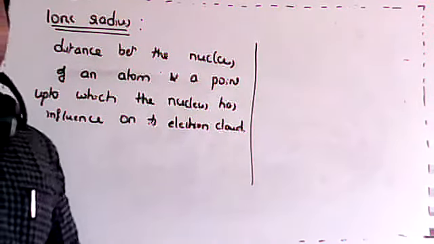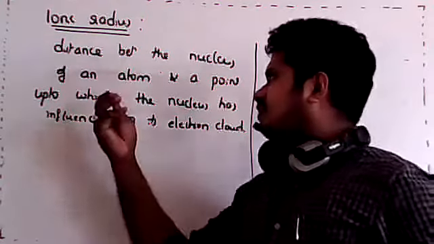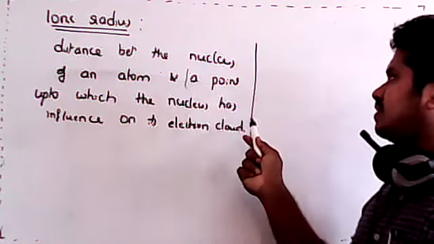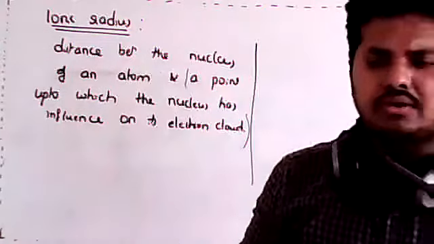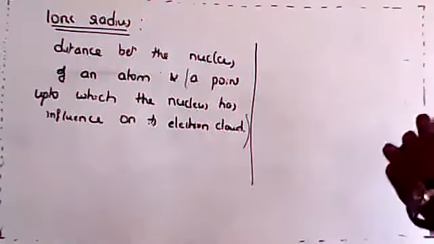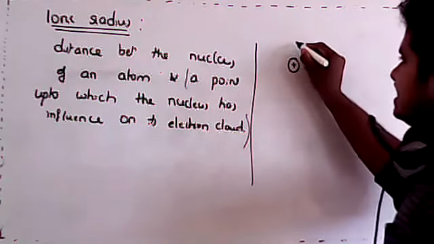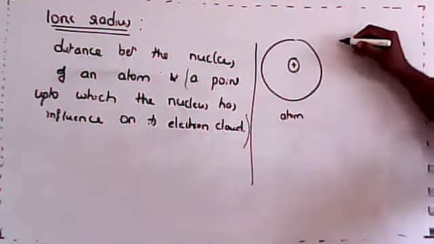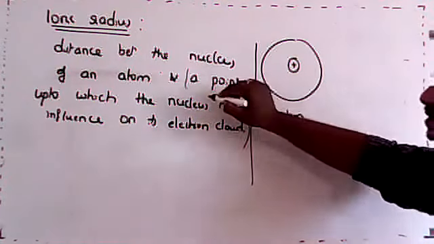It seems to be a different kind of definition, but I will explain what the actual meaning is now. The distance between the nucleus of an atom and a point up to which the nucleus has an influence over its electron cloud. From here our confusion starts. Dear students, let me try to explain this with a simple example. See here, this is one atom, and it is trying to combine with one more atom. Try to understand. Very easy concept.